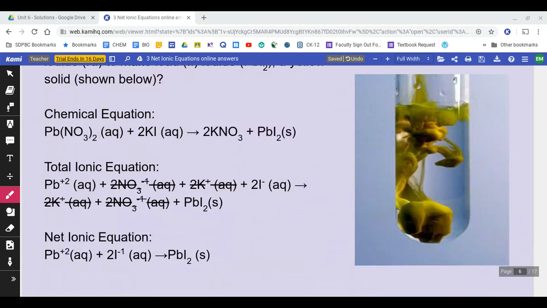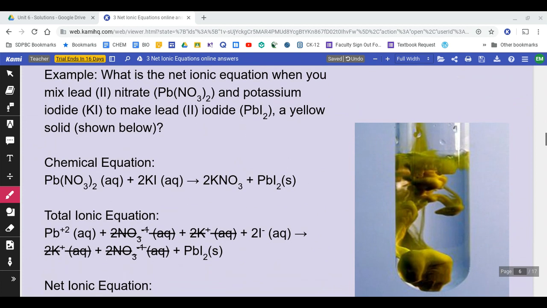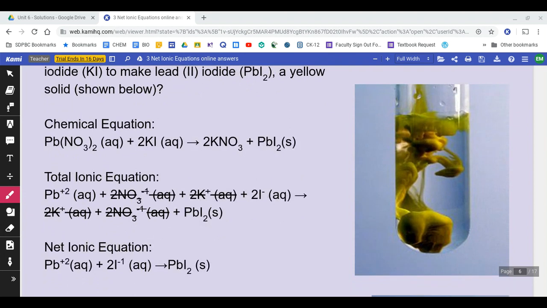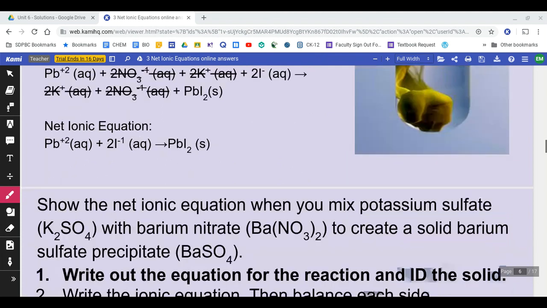So these are the steps you want to follow when you're doing a problem like this. Figure out what the chemical equation is. And in the problems that we're going to do, I'll give you lots of hints that'll make it easier to figure out what the chemical equation is. See if you can figure out the total ionic equation. Cancel out what's on each side of the arrow, and then get the net ionic equation. Let's try another one.